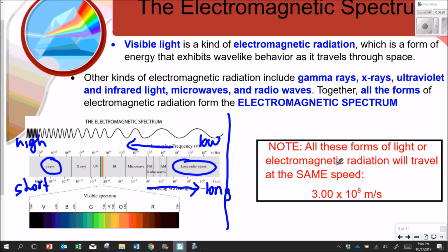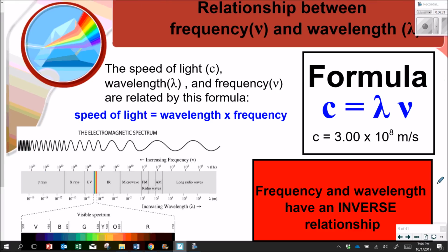Note also that all these forms of electromagnetic radiation will travel at exactly the same speed, which is the speed of light, 3.00 times 10 to the 8 meters per second. The speed of light, c, the wavelength, and the frequency are related by the formula speed of light equals wavelength times frequency, or c equals lambda times v. The frequency and the wavelength have an inverse relationship, as we discussed in the previous slide.